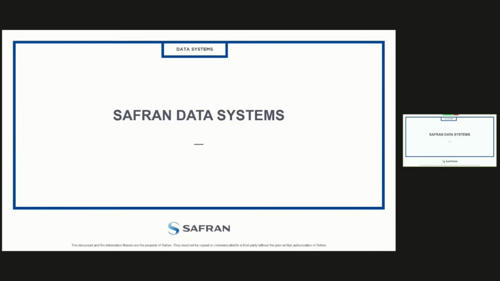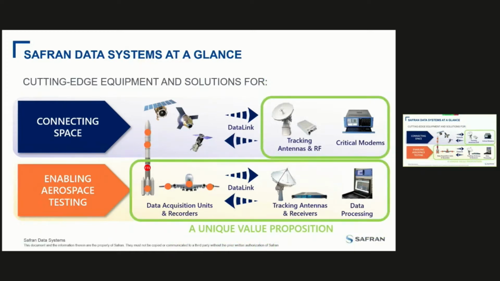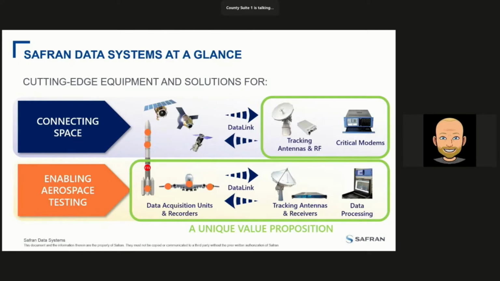Safran Data Systems, we are known around the world to provide ground stations for everything related to satellite or to scientific missions. We are providing antennas, RF equipment, and special modems which are linked to the command control of the satellites for having accurate positioning of the satellites and also collecting data from payload.